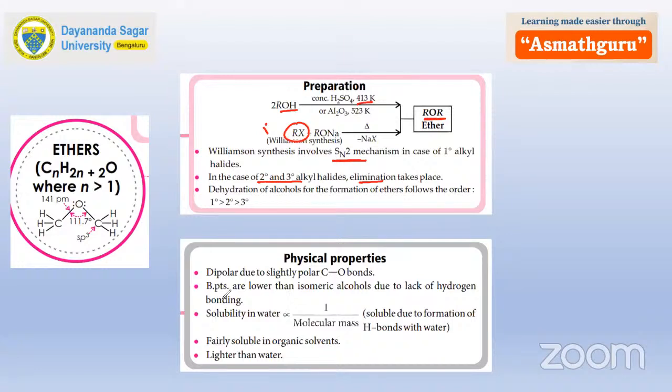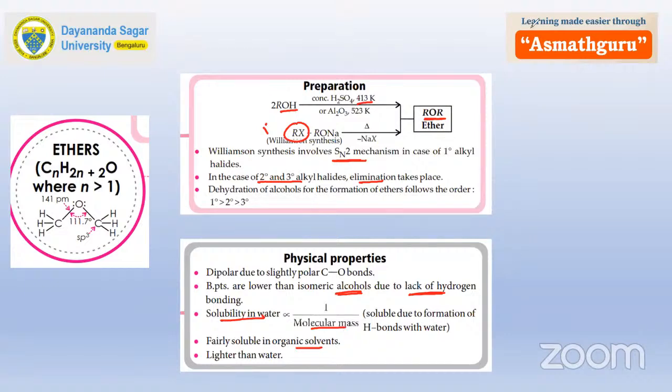Then coming to physical properties. They have slight polarity due to the CO bond. Boiling points are lower than alcohols. Why? Because they don't have hydrogen bonding. Are they soluble in water? Yes, because they form hydrogen bonds with water. But the solubility decreases with increase in molecular mass. They are soluble in organic solvents and they are lighter than water.